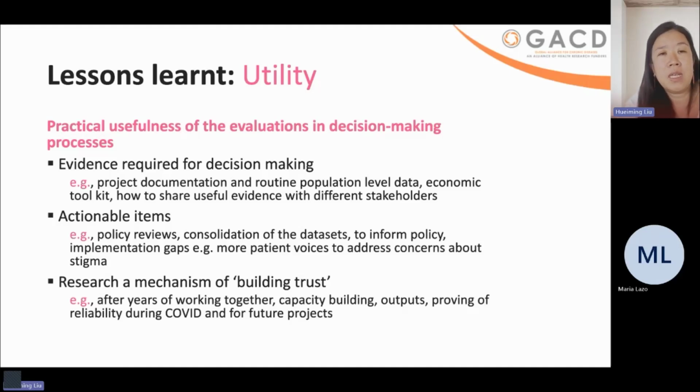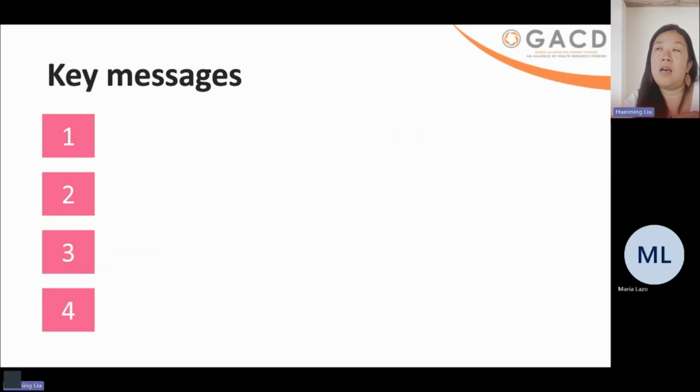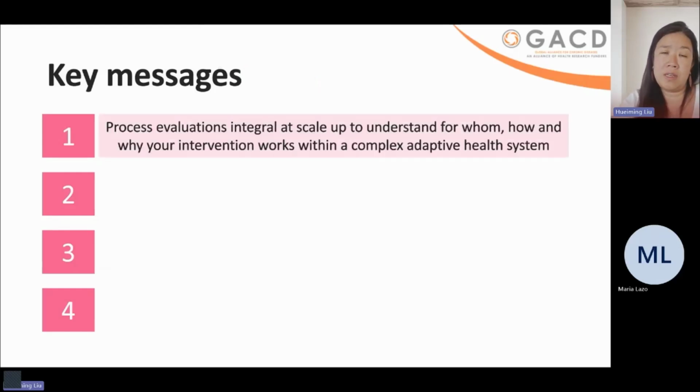So to conclude, those were the key findings across the three domains from the qualitative study, but now combining with some of the insights that Maria has shared, there are four key messages. The first one is that process evaluations are integral at scale up to understand for whom, how, and why an intervention works within a complex adaptive health system.